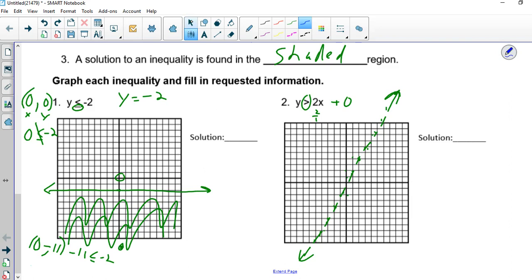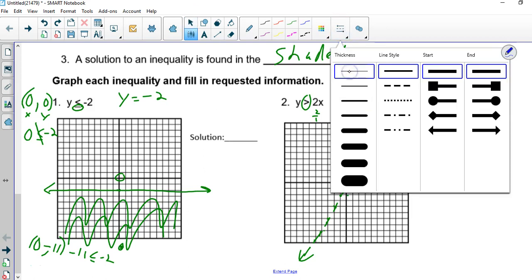Now we need to test. So again, a lot of people like to test 0, 0, but we can't use that because it's on the dotted line. So just pick any other point. Like let's say 1, 2, 3, 4, 1. How about that one right there? Let's just test 4, 1.